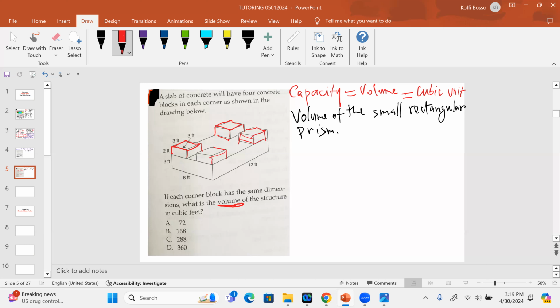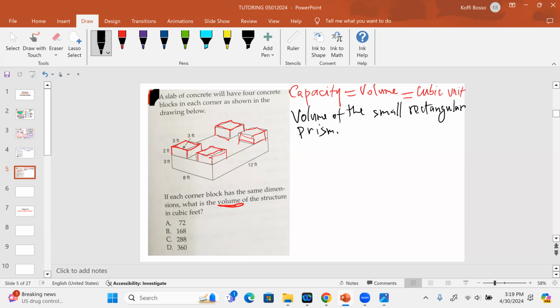So you have four of them. But what is going to be the volume for one? V here will be what? The volume of one of them. Each corner below has the same dimensions.